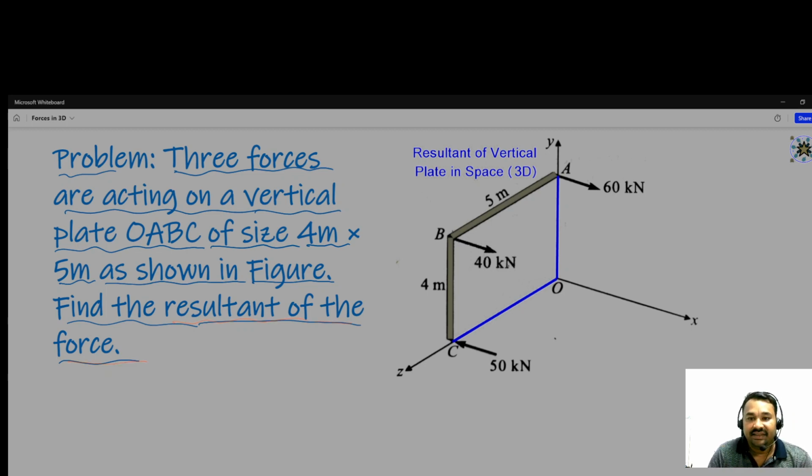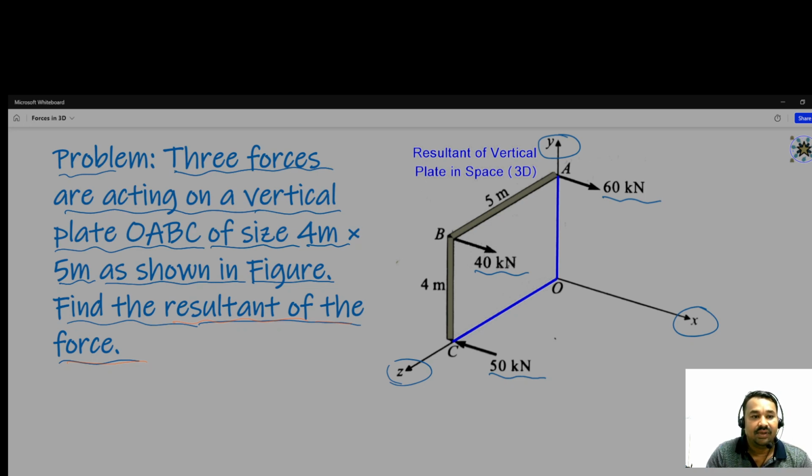Okay, so this plate is a vertical plate. You can see this plate here where my cursor is. This is the vertical plate, and this is the x-axis, y and z here. Okay, and what are those three forces? So this one at A is 60 kilonewton, at B 40 kilonewton, and at C 50 kilonewton. And O is the origin. Okay, and what about the size?